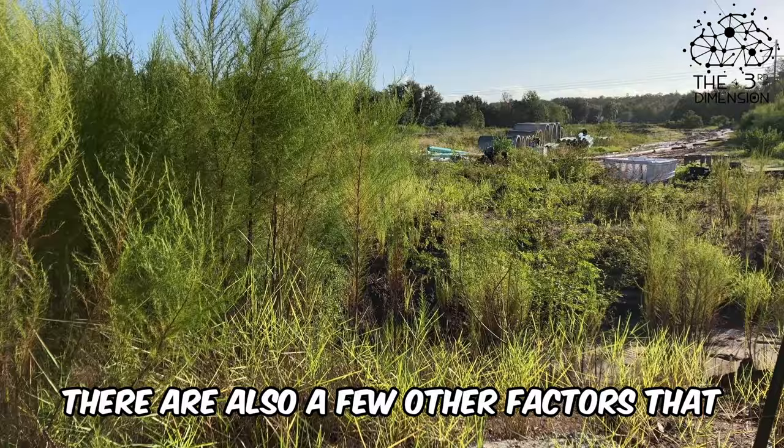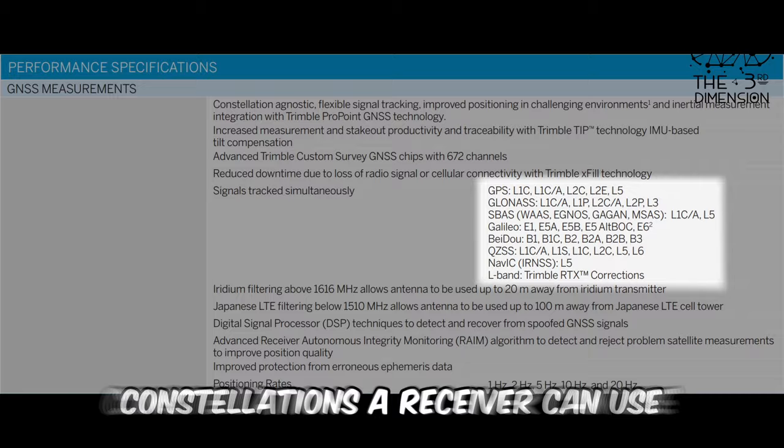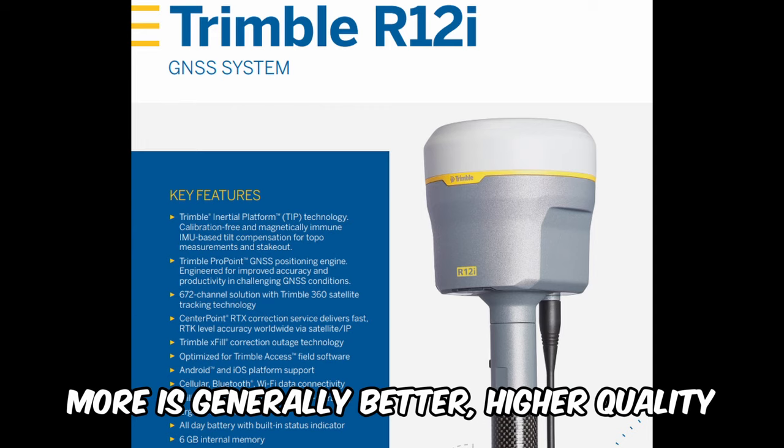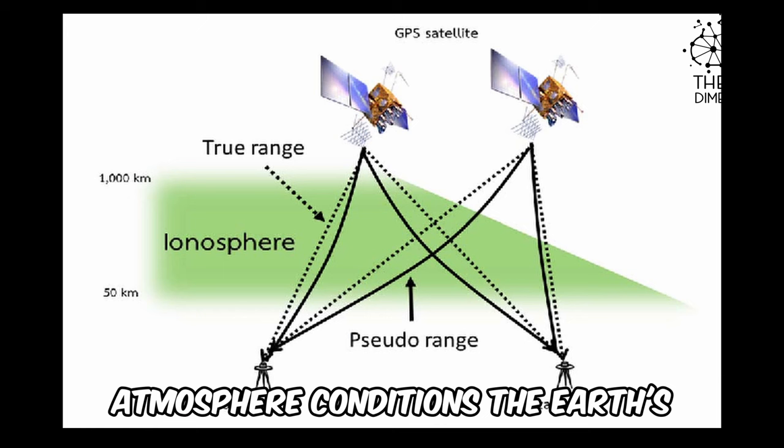There are also a few other factors that influence accuracy that are receiver dependent, such as the number of channels, frequencies, and constellations a receiver can use. More is generally better. Higher quality receivers with better signal processing capabilities can increase accuracy as well. Atmospheric conditions.